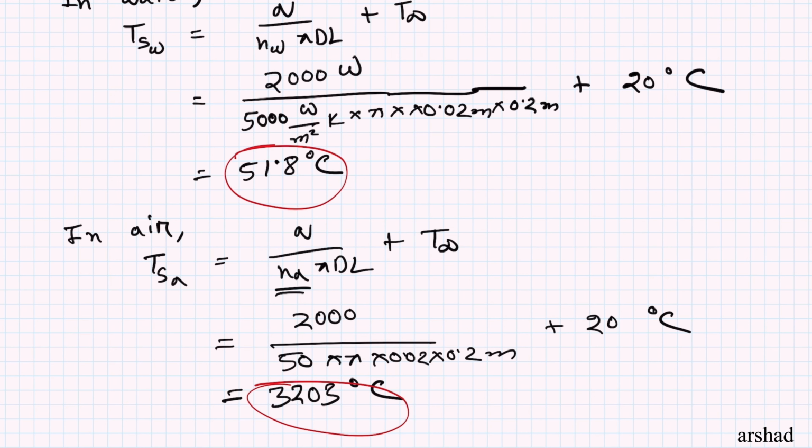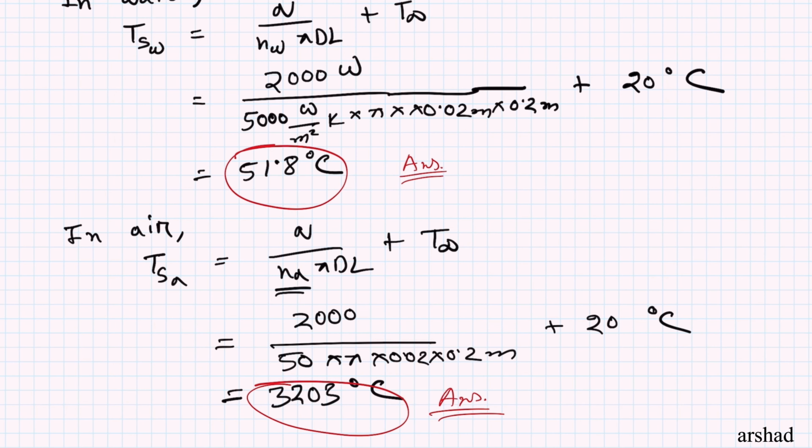So we got our answers, that is, what would be the surface temperature, but the question also asked what would be the consequence of such an event. So if suddenly water flow is terminated, the surface temperature of the heater would rise from 51.8 degrees Celsius to 3203 degrees Celsius, which is very high, and it's going to melt the heater surface material and damage the heater or cause the heater to fail.